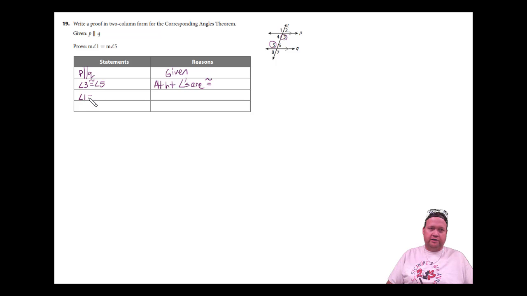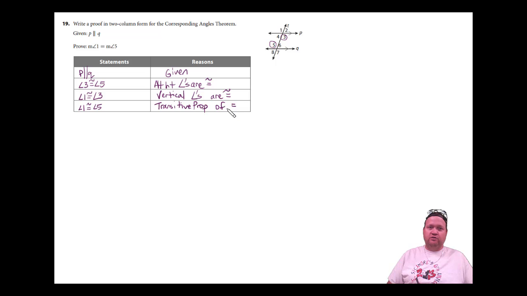They are congruent because they are vertical to each other. So the reason for this next step is vertical angles are congruent. And the last reason: if 3 is equal to 5 and 1 is equal to 3, I can now say that angle 1 is equal to angle 5. And I guess I should probably say angle 1 is congruent to angle 5. And that is by substitution or the transitive property. Either of those is okay.